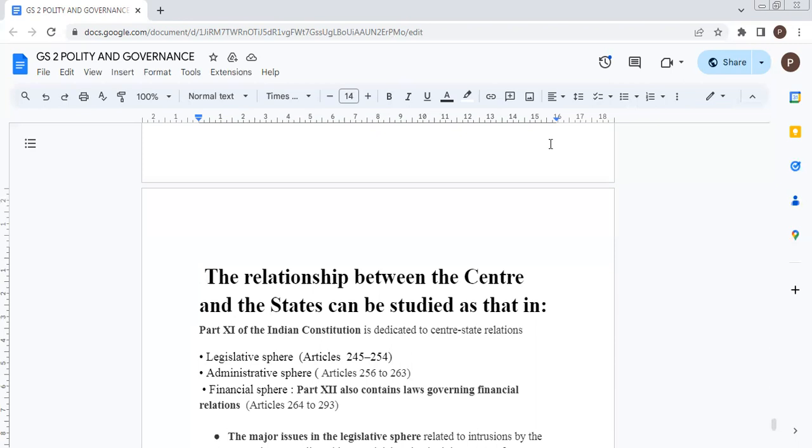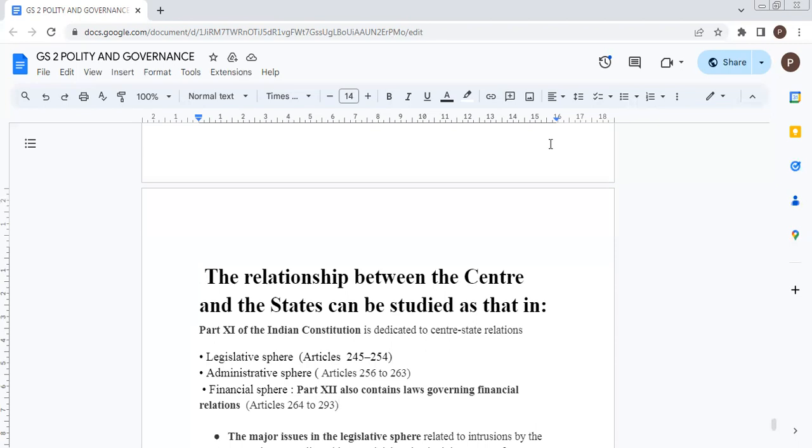Then emergency provisions, Articles 356, 355, 365, 352, 360. Single citizenship, like Canada, as we mentioned, we have a single citizenship. Integrated judiciary. All India Services under Article 312: IAS, IPS, Indian Forest Service, not the Foreign Service, because the Foreign Service is part of the central cadre. Then independent audit machinery under the CAG, which can audit any agency, subject to the mandate and approval given by the President of India.